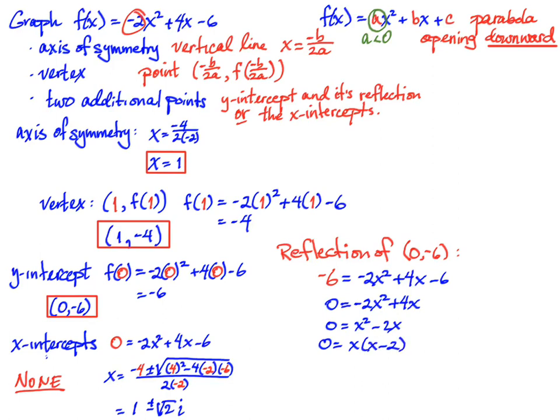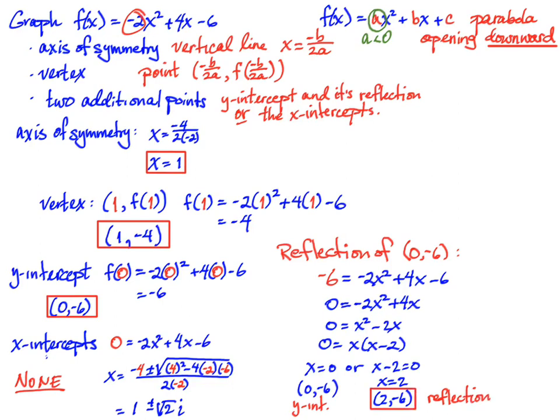Now, the zero product property says that either x is 0 or x minus 2 is 0. The second equation tells us that x would be 2. So there are two x-coordinates that go with the y-coordinate -6. The first one gives us the point (0, -6), which we already had. That was the y-intercept. The second one is new. That one is the point (2, -6). And that is the mirror image of the y-intercept, so I'll call that the reflection.